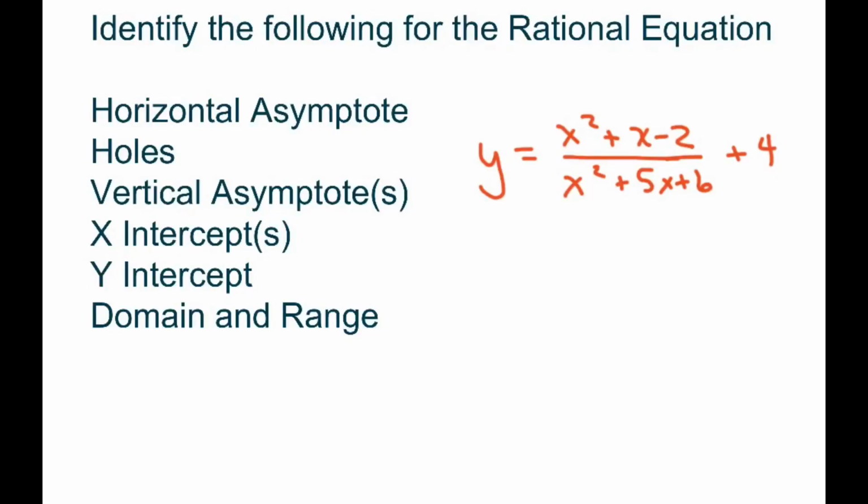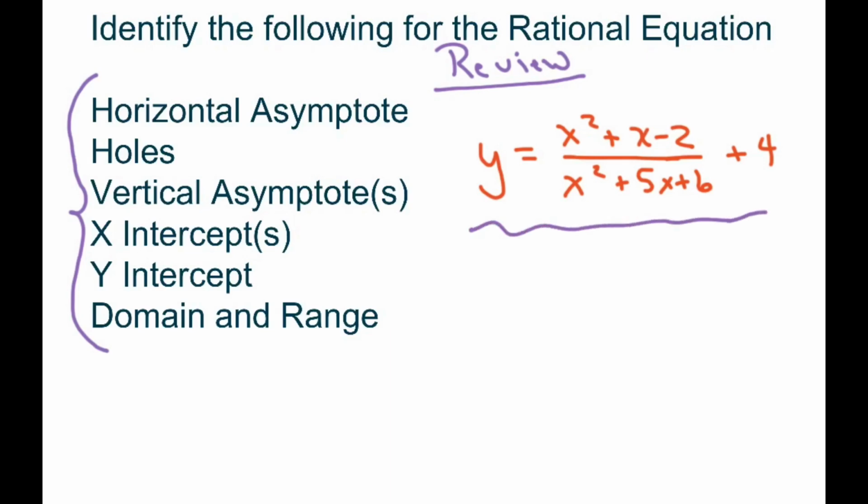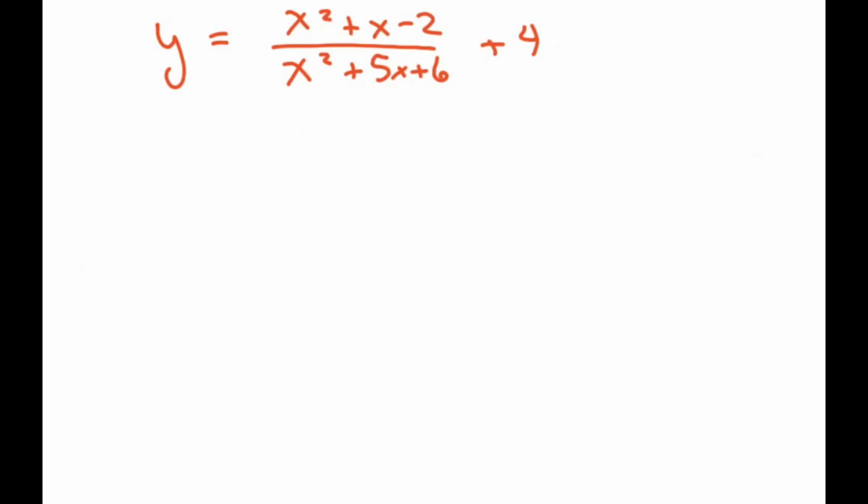Hi everyone, we're going to identify the following information for the rational equation we have here. So we have to fill in all of this, and this is a review, so I'm assuming you kind of know some of this, but we'll look at it. The first thing we're going to have to do is deal with this tag-along 4 guy and we're going to fix that up. So let's do that first.